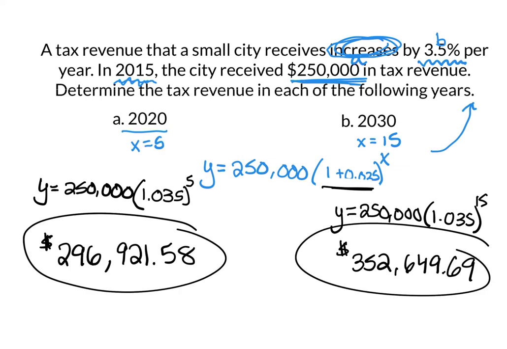All right, check your answers. In 5 years, it will increase from 250,000 to 296,921 and 58 cents. And then in 15 years, it goes all the way up to 352,649 and 69 cents. So there is your introduction to the exponential function, specifically exponential growth.